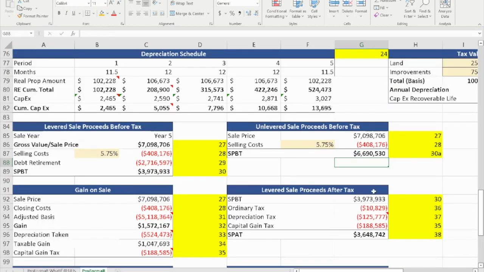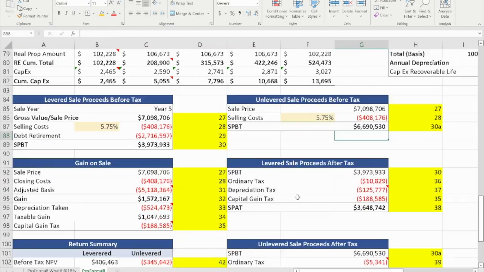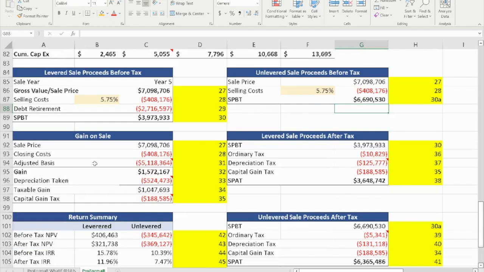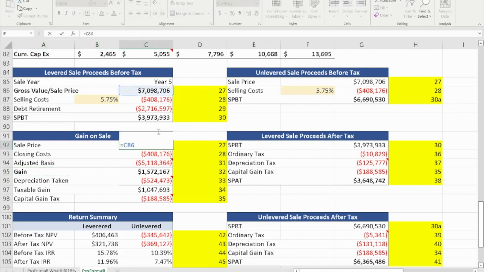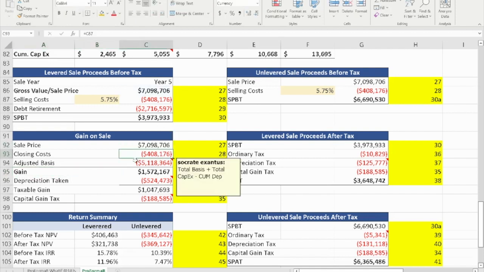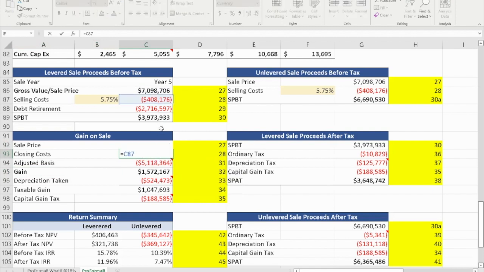Now that we've calculated the levered sales proceeds before tax and the unlevered sales proceeds before tax, we can go and calculate the gain on sale. The gain on sale, parts of it will be quite simple. Parts of it will be some things we have to explain. You want to go ahead and create this template here. And you're going to start with the sales price, which is already calculated above. The closing cost is what we've already calculated above as well, the selling cost.